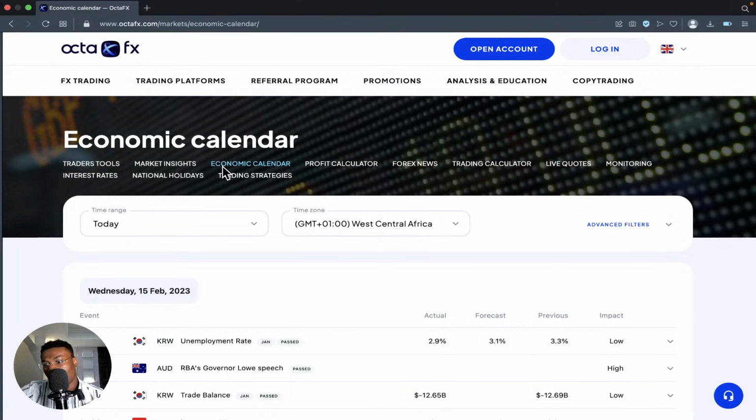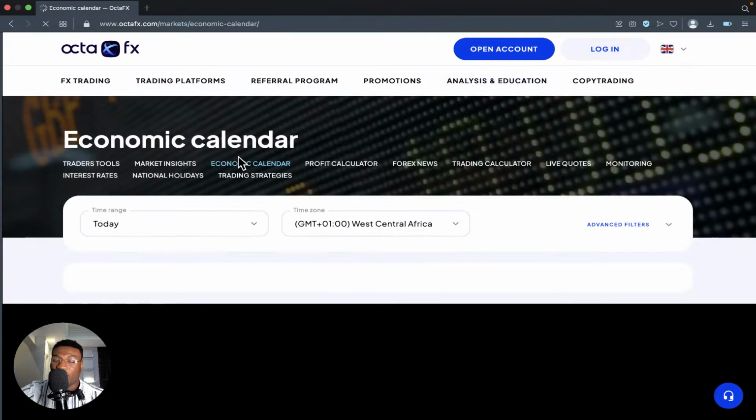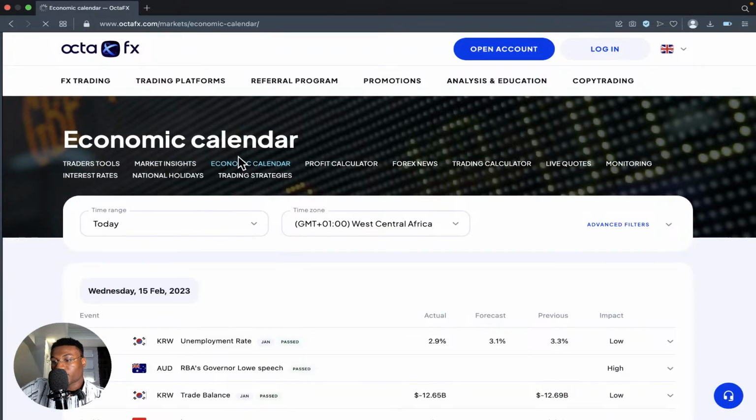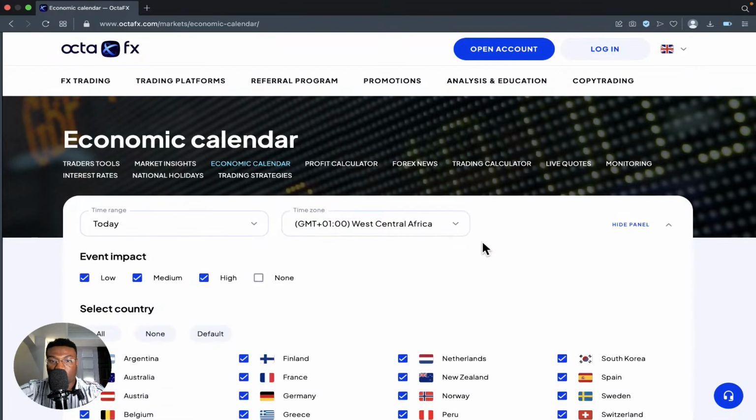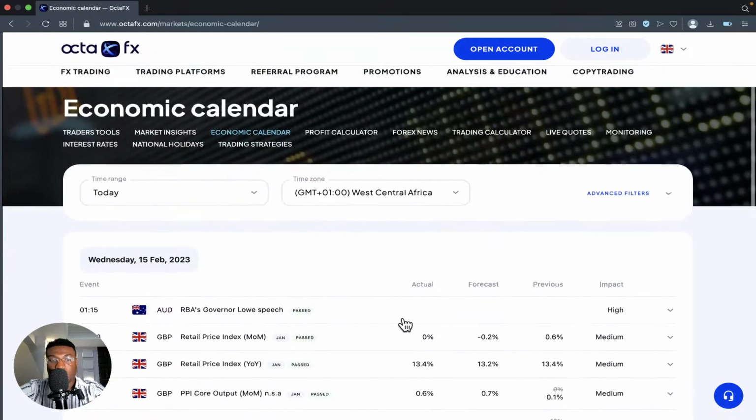And if this is your first time participating in an OctaFX live trading session, if you want to use the economic calendar, it's on the OctaFX website. So you go to octafx.com, analysis and education, go to analytics, and then you just click on economic calendar. Okay, so I'm just going to filter this to only medium and high impact events.